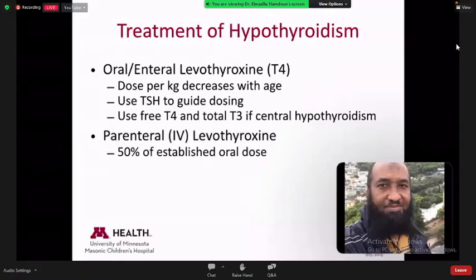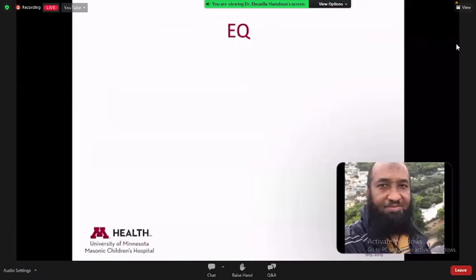As I mentioned, you can use IV levothyroxine. Be careful when you use it. Use it only when needed, and usually in a critical care setting, ICU. And when you give IV levothyroxine, remember the dose is about 50, maybe 75, but no more of the oral dose. So the best way to do the dosing is to calculate the oral dose, and then after that, you can use 50% for the IV.